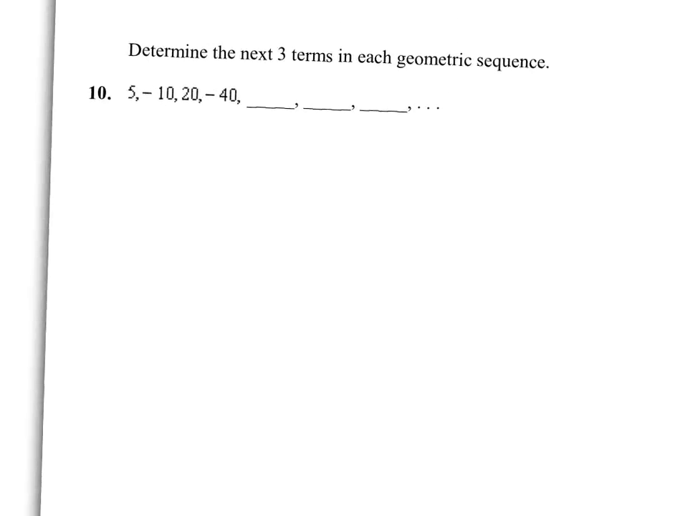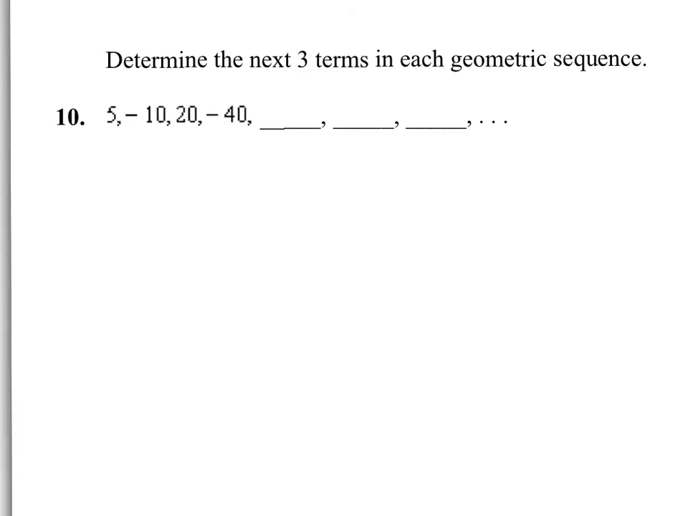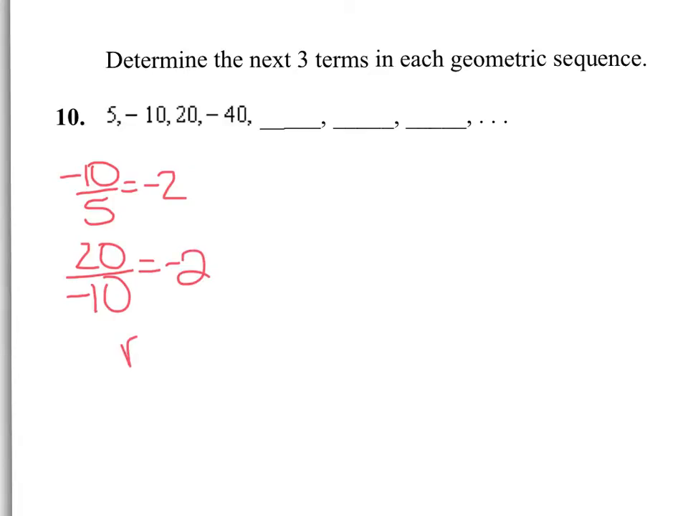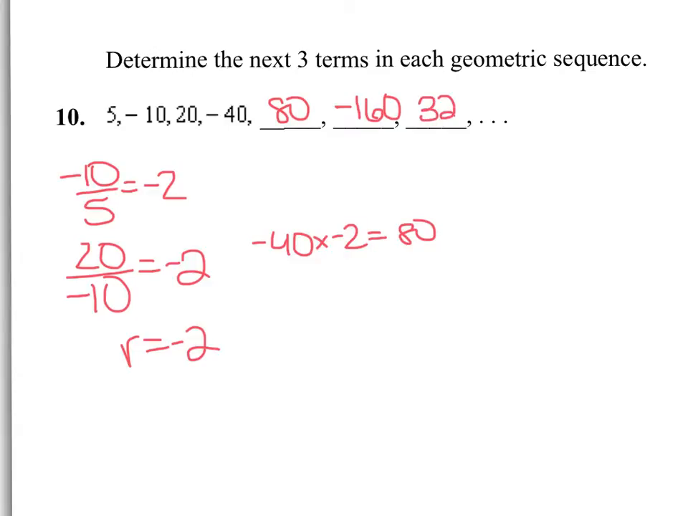All right, determine the next 3 terms in the geometric sequence. All right, so we've got 5, -10, 20, -40. We can tell that my ratio is going to be negative because of the sign switching. So I do -10 over 5, and that gave me -2. Just to double check, try the next one, 20 divided by -10, and that also gives me -2. So I know my R is -2, so I'm going to go and multiply that through. -40 times -2 gives me a +80, times a -2 would give me a -160, times another -2 would give me a +320.